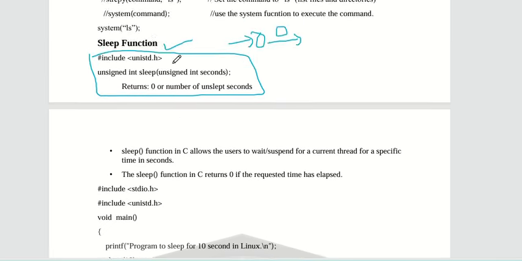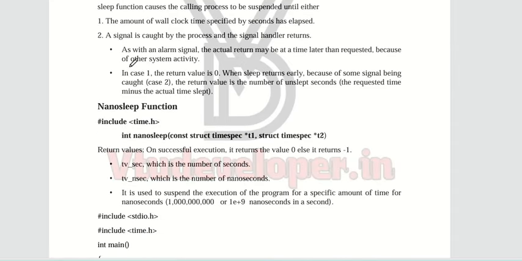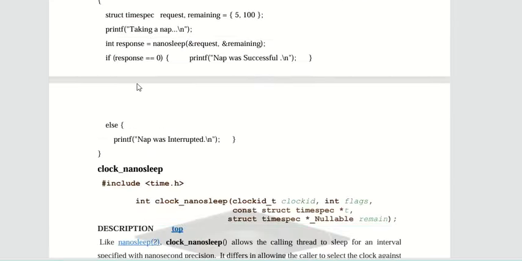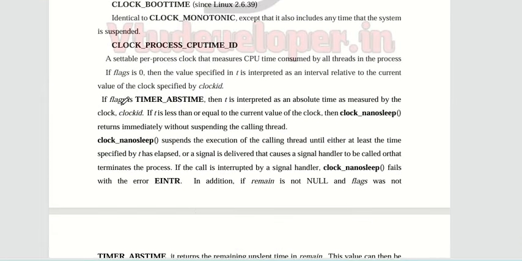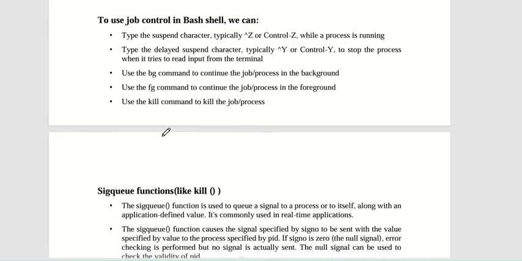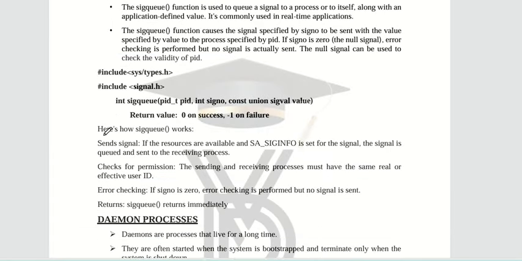And this is a prototype. Next, the sleep functions are there. Nanosleep is the opposite of the sleep function. Next, clock_nanosleep, all these things are there. Errors, and these questions are not asked in the question paper.